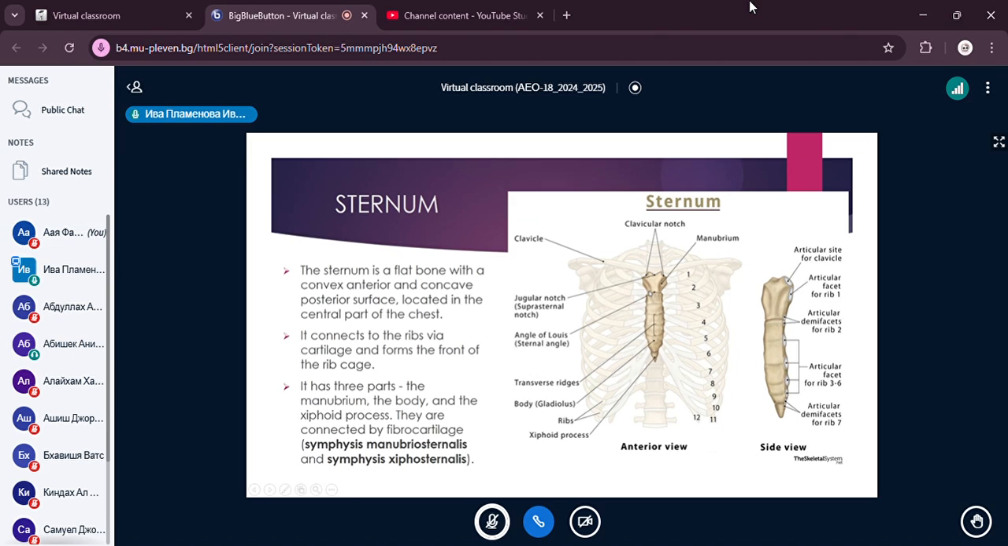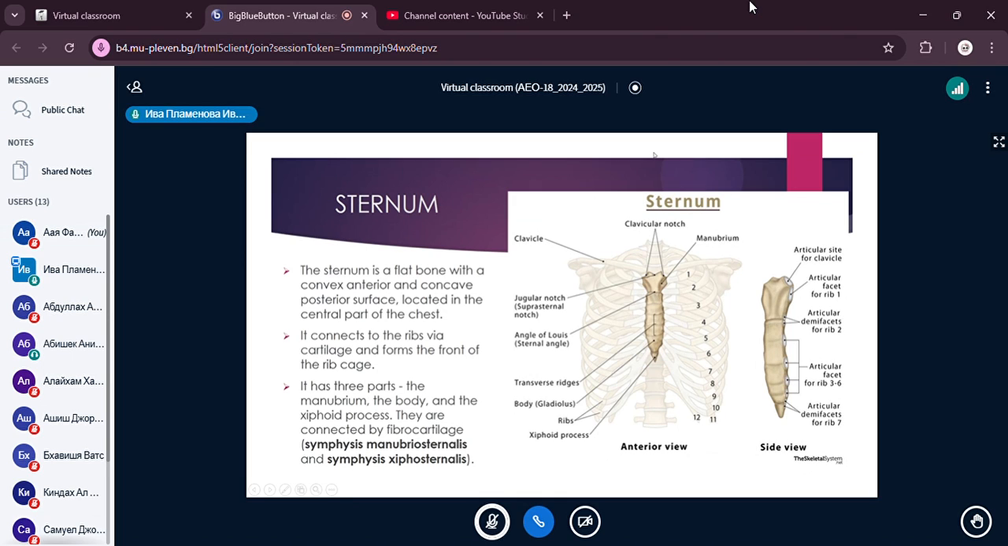That's some additional information that they are connected by fibrocartilage. Symphysis manubrium sternalis, between the manubrium and the body. And here is symphysis xiphoid sternalis, between the xiphoid process and the body.